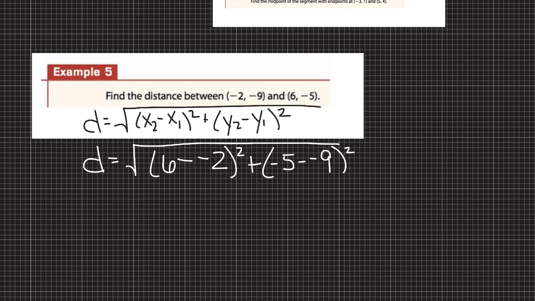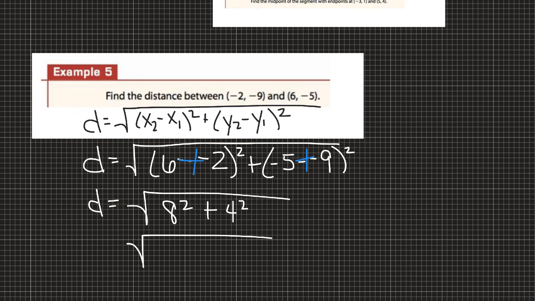Now I'm going to remember that I have signed numbers here. A minus minus makes a big old plus. So I have D is equal to 6 plus 2 is 8, squared, plus negative 5 and 9 is 4, squared. That is 64 plus 16. That's the square root of 80. So D is equal to the square root of 80.